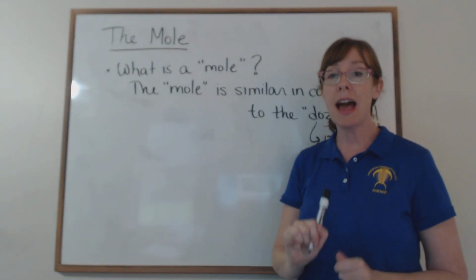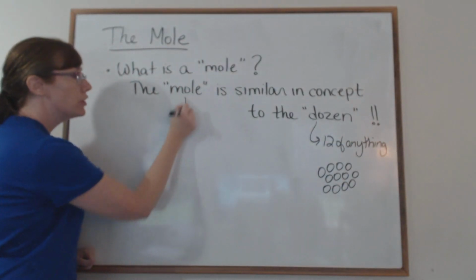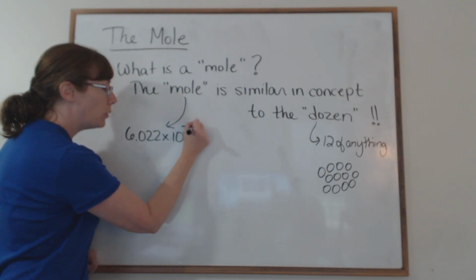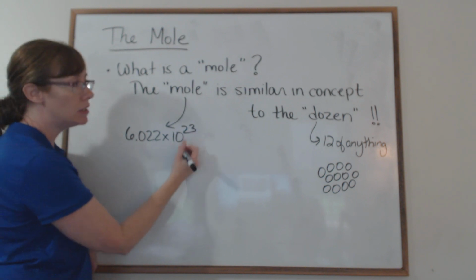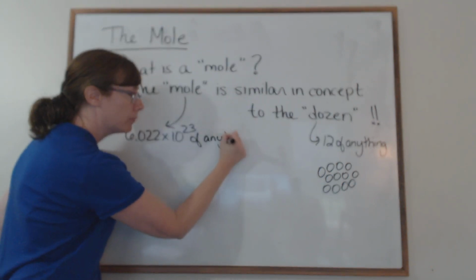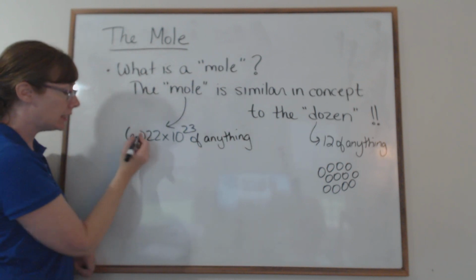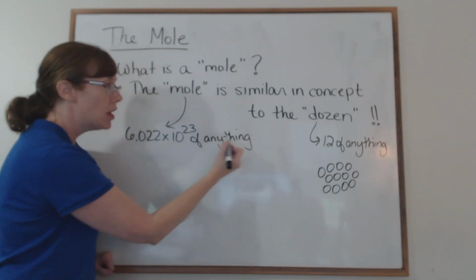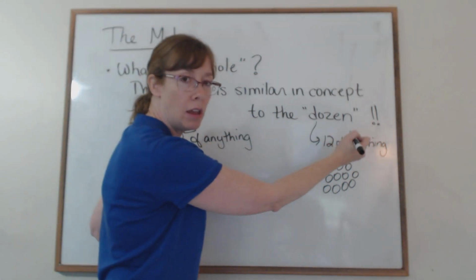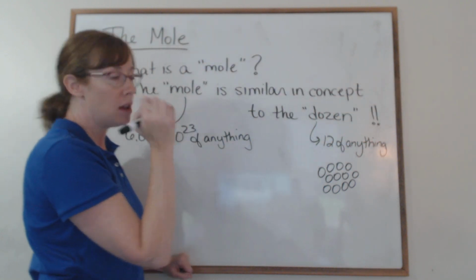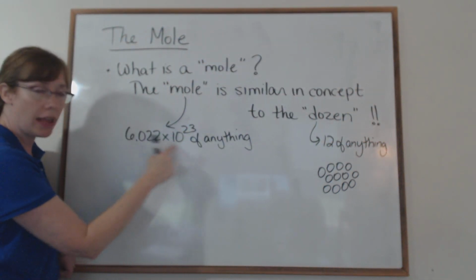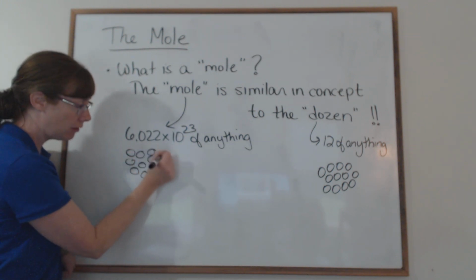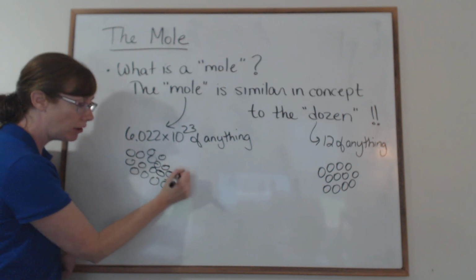Conceptually, the mole is the exact same thing. You're just counting, but you're counting a much bigger number. 6.022 times 10 to the 23rd of anything. So understand that 6.022 times 10 to the 23rd is me taking this decimal place and moving it 23 spaces. You pass million, you pass billion, you pass trillion. It's huge. If I was to try to draw a mole of circles, I would do it for the rest of my life. Okay, it's just a much bigger number.